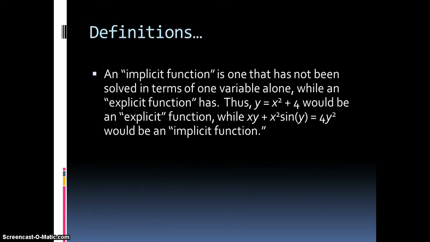So first of all, let's talk about what an implicit function is. That's a function that has not been solved in terms of one variable alone, as opposed to an explicit function. So y equals x squared plus 4 would be an explicit function because we've solved for one variable, while xy plus x squared sine of y equals 4y squared would be an implicit function.